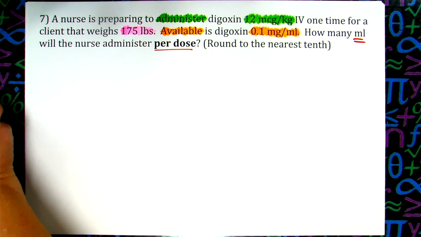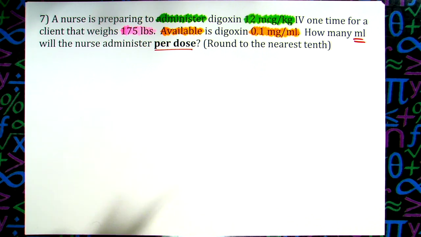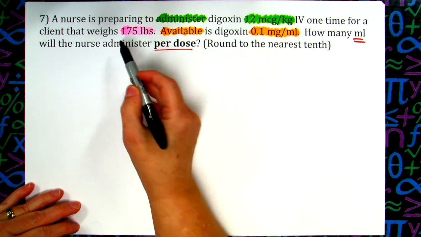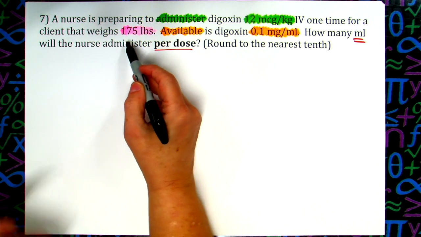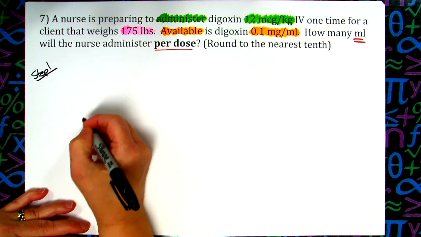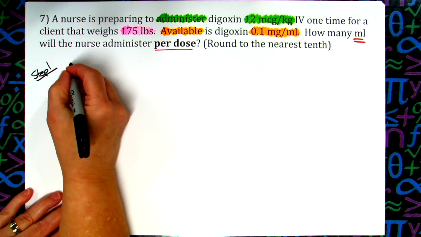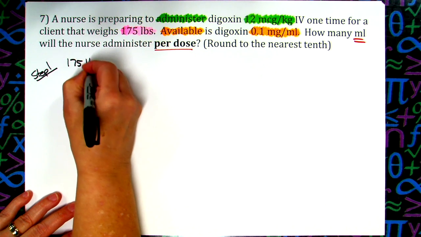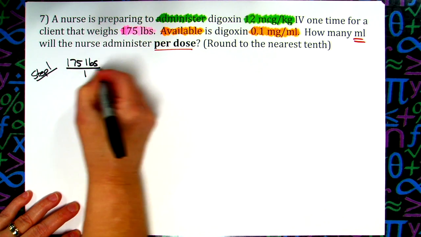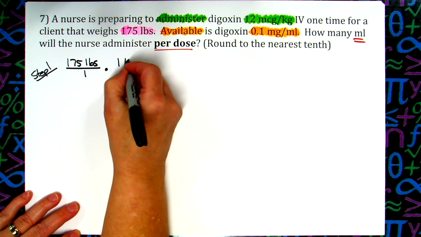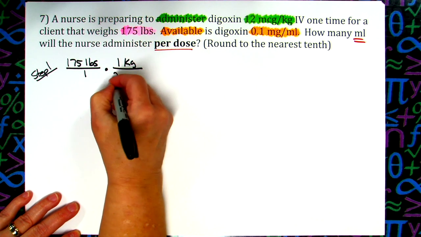Okay, so again, we'll do this in steps. Obviously, we've got pounds here, we've got kilograms here, so we've got to know what the patient weighs in kilograms. Unit analysis works, but you can also, again, just divide. I'll go ahead and show the unit analysis for anybody that likes to do it that way. There's 175 pounds for the patient over 1. We're going to multiply by the fact that we know that 1 kilogram is 2.2 pounds.